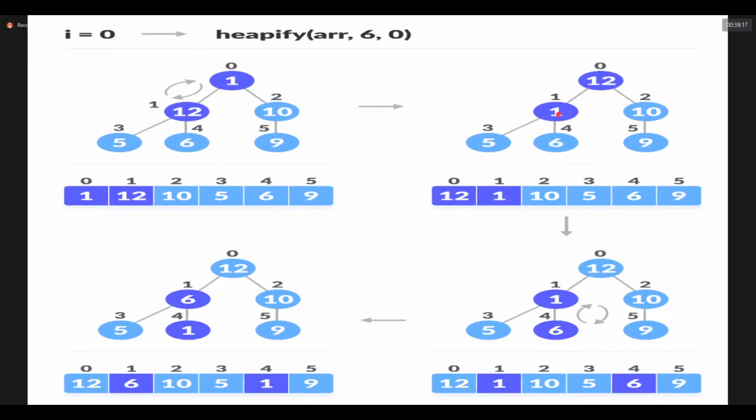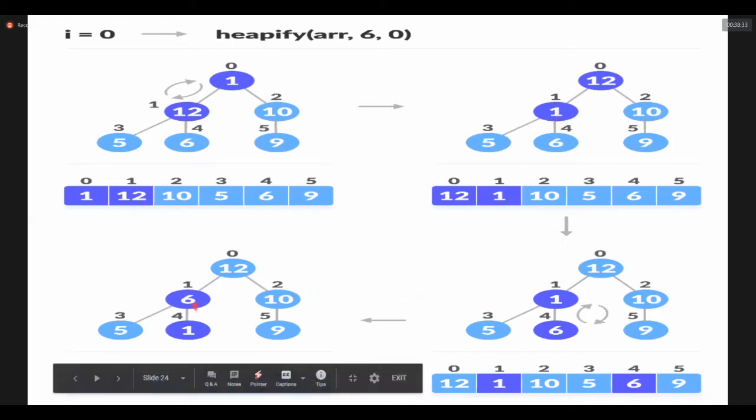Okay, next after this one, I'll again simplify this process. 1 is less than its child. So which one is the largest in this subtree? 6. So swap the 6 and 1. So 6 comes to the left side subtree of the 12 root, with 5 and 6. So this is the heapify.